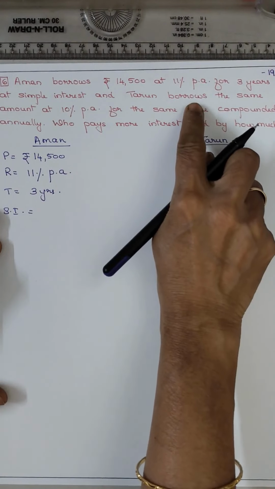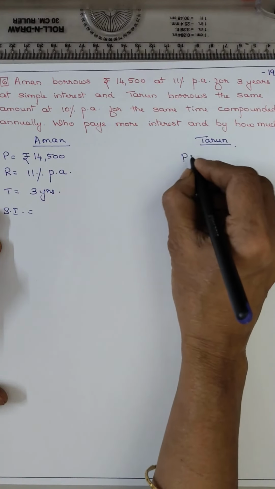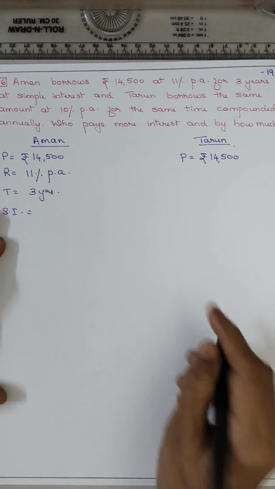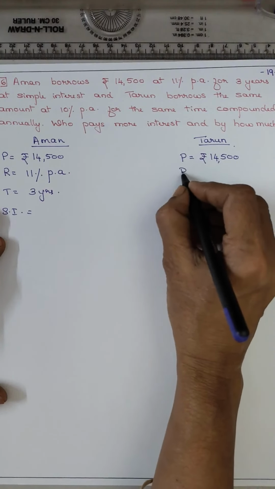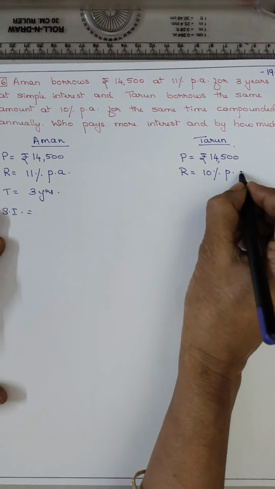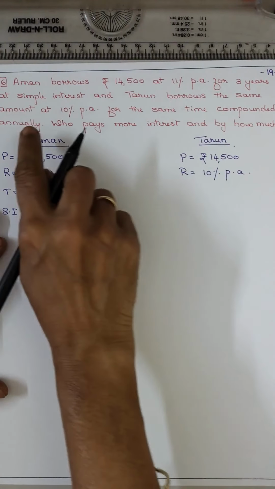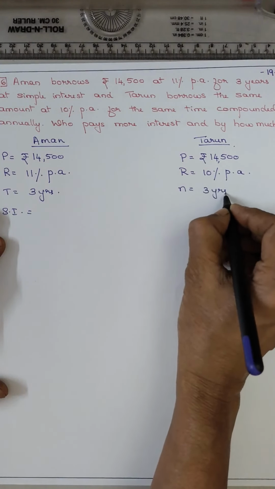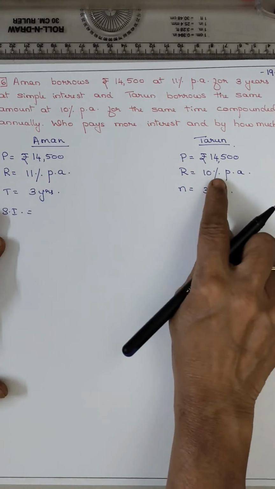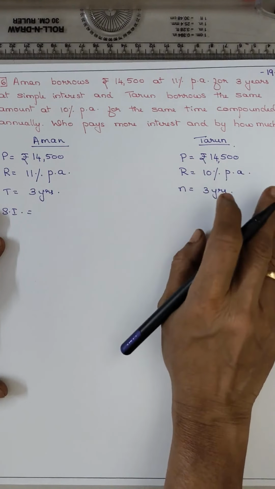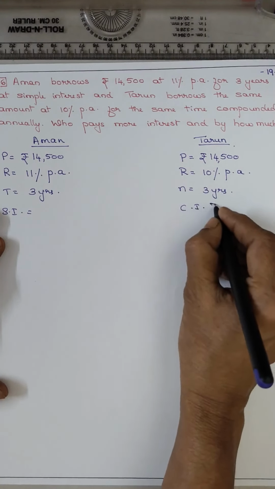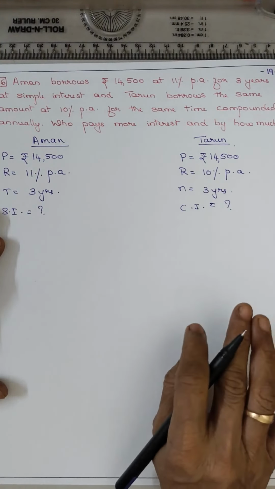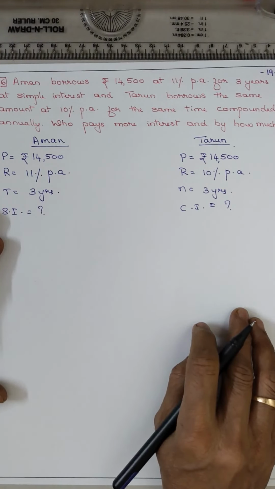But for Tarun, he borrowed the same amount, means principal is 14,500 at 10% per annum, compounded annually for the same time. So here N is equal to 3 years. Already you know, if the rate of interest is same, the CI will be more, isn't it? But here the rate of interest is different. We'll see who pays more interest and by how much.